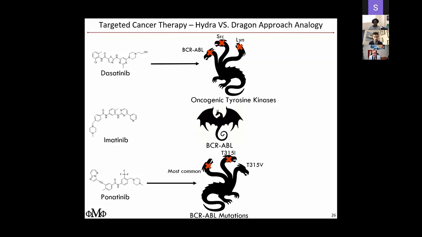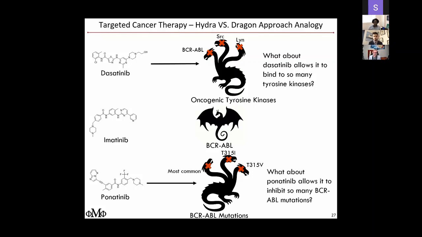So it gets the T315I mutation, which is the most significant, I'd say, but it also gets this V mutation as well. And so this kind of led to my 3 research questions, which I'll combine to one in just a second. What about dasatinib allows it to bind to so many different tyrosine kinases? What about ponatinib allows it to inhibit so many BCR-ABL mutations? And additionally, why can't imatinib bind to anything else? Why is it so specific to a very, very specific BCR-ABL, the most common, but still very specific mutation?